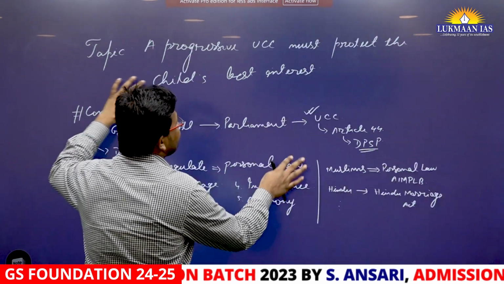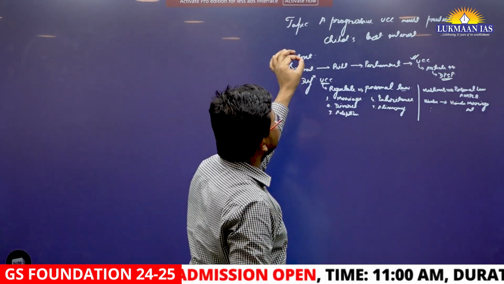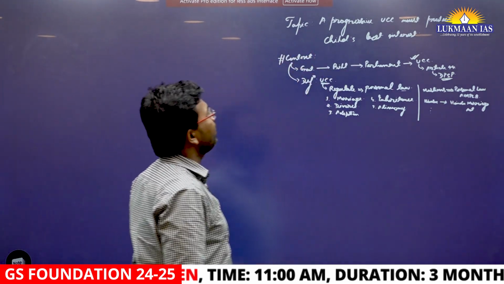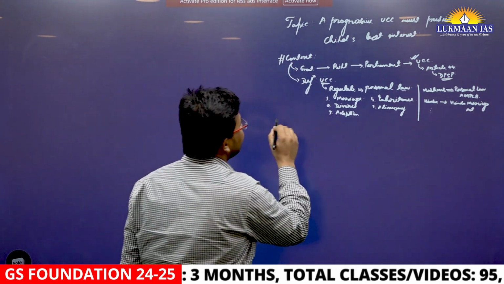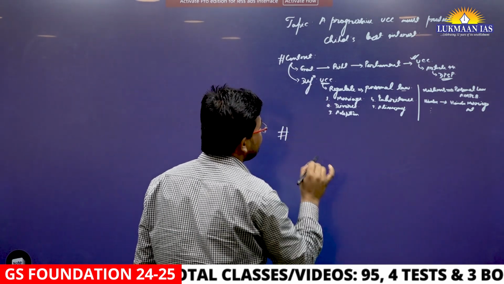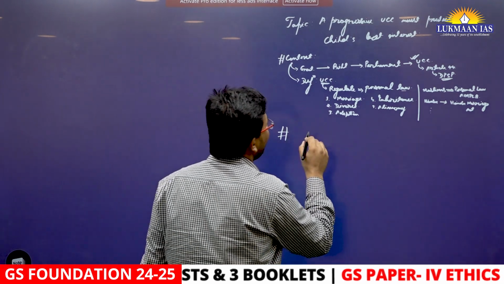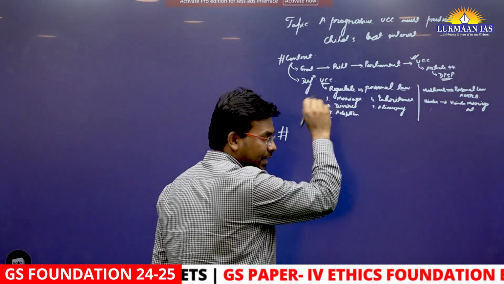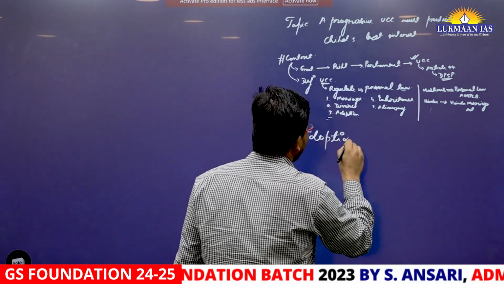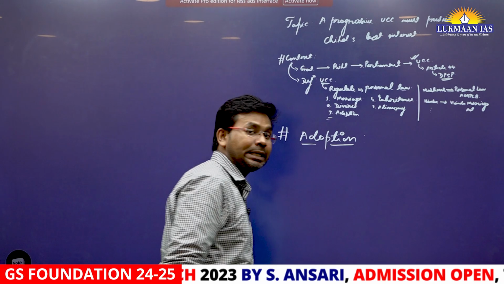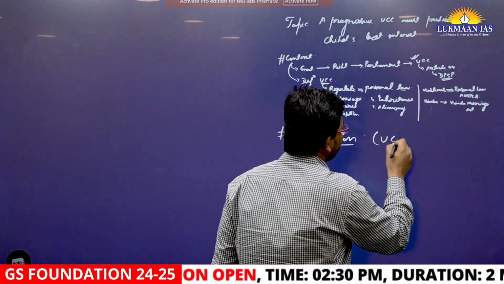However, the article that we are going to talk about says a progressive uniform civil code must protect the child's best interest. This article is connecting us with the third aspect that I had written here, which is adoption. So this article deals with adoption related aspects under the uniform civil code.